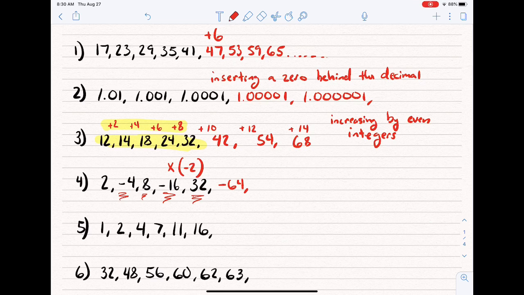Multiply by -2 after that, it's going to be a positive 128. Times -2 is going to be -256. And then a positive 512. Pretty simple. Now, this next one, I think 5 and 6 are probably the most challenging. But hopefully, after looking at number 3, you might see number 5 in a different light right now.